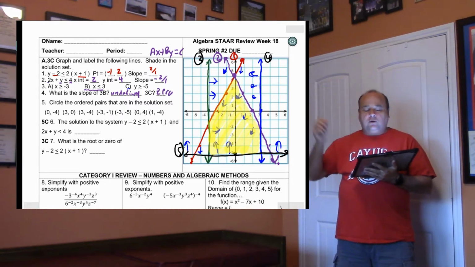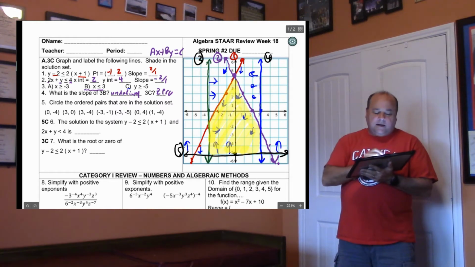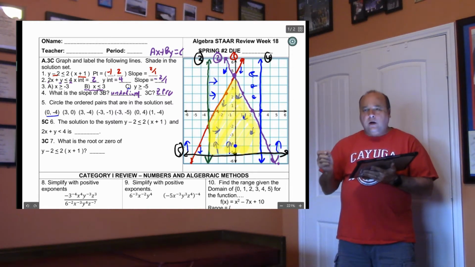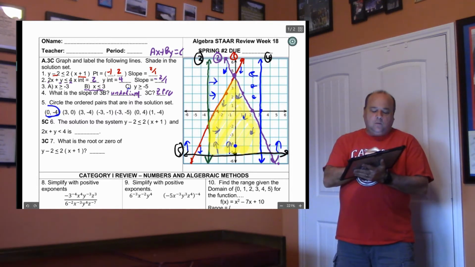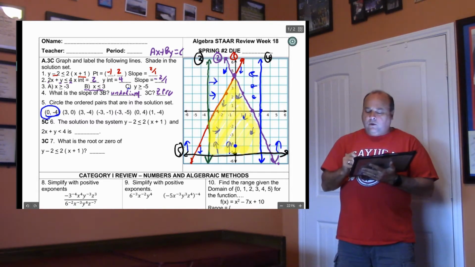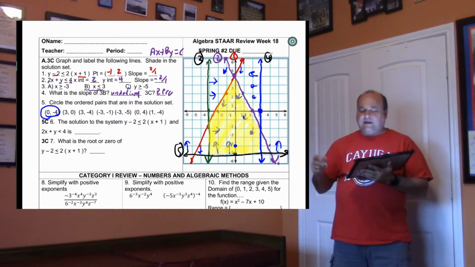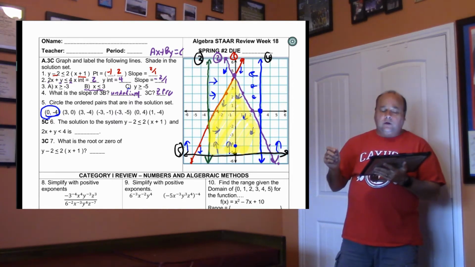Circle the ordered pairs that are in the solution set. Let's do this one at a time. 0, negative 4. So go down 4. It's right here. That's true. So that would work. 3 comma 0, go right 3, draw a dot, it's right here. That doesn't work, does it? It's outside of the shaded part. We're not going to circle it.